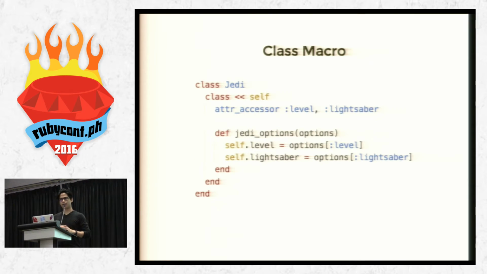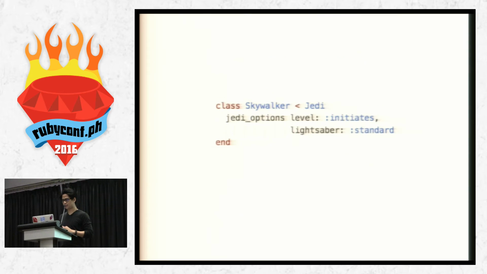And this is how you define one. Look familiar? Yes, they are class methods. So in here we have a Jedi class, and then we have a class method called jedi_options. Then you can use it like this. Say we have a Skywalker class that inherits from Jedi, so we inherited the jedi_options from Jedi. And then you can provide a level and a lightsaber, which is just standard boring.